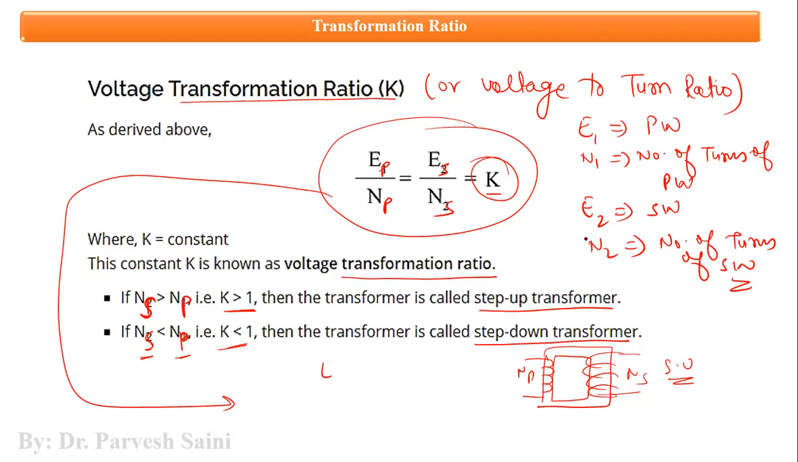A step up transformer is the one in which the output voltage is greater than the input voltage, and step down is the one in which the output voltage is less than the input voltage.